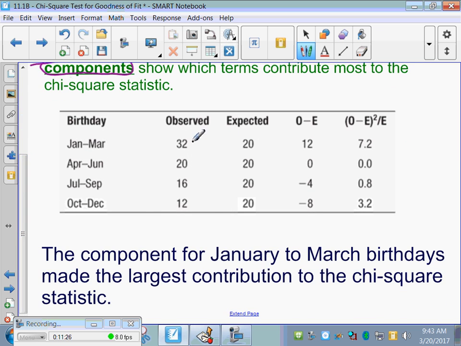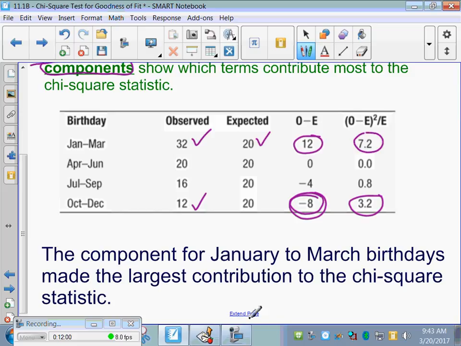So if you look at observed and expected and you just subtract the difference, we had 12. And then if you do the part of the test where you do observed minus expected squared divided by expected, you get 7.2. All right, and you can just tell really by the differences which ones are the biggest factors. So it makes sense that January through March is probably going to have the most. So we had 12 more than expected, and then October through December had the least, so we actually had 8 less than expected at the end of the year.